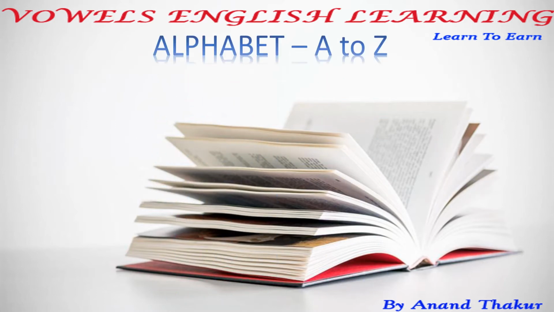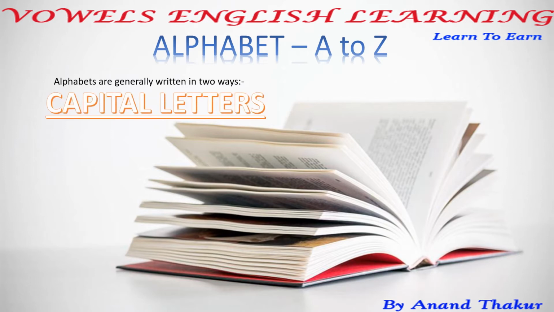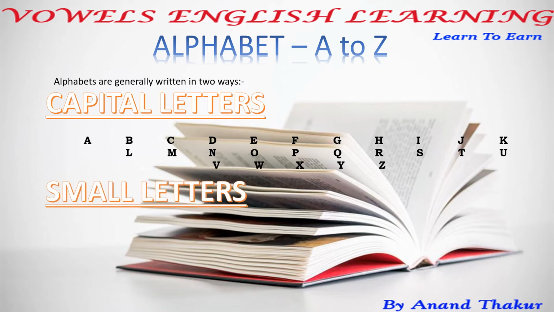Now, apart from the alphabet A to Z, if we are talking about English, we have to follow some writing skills. Alphabets are generally written in two ways. The first one is the capital letters, and they should be written as mentioned in this topic: A, B, C, D, E, F, G, H, I, J, K, L, M, N, O, P, Q, R, S, T, U, V, W, X, Y, Z. The next way of writing alphabets is the small letter, and it should be written like this: a, b, c, d, and it follows on.